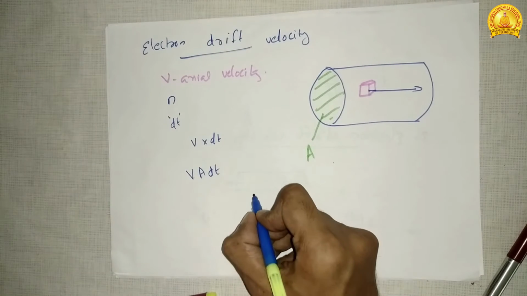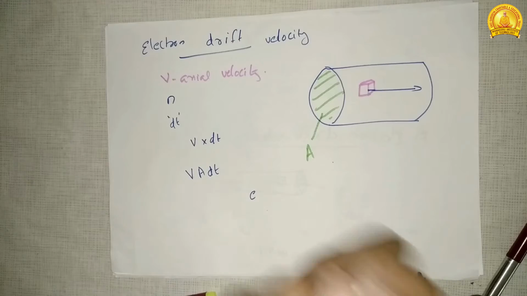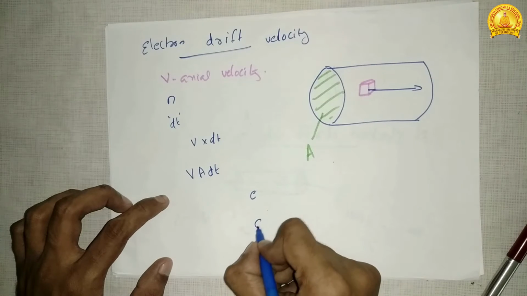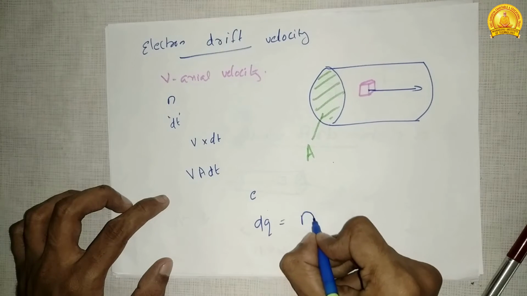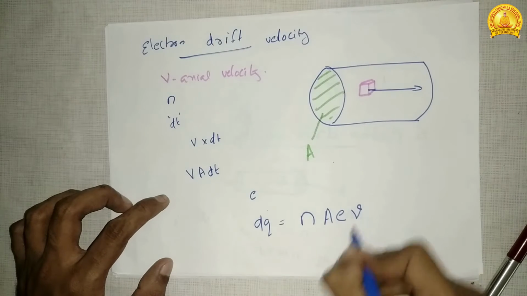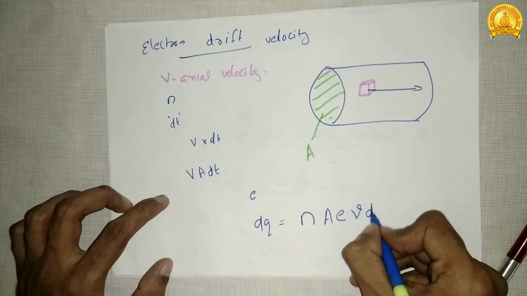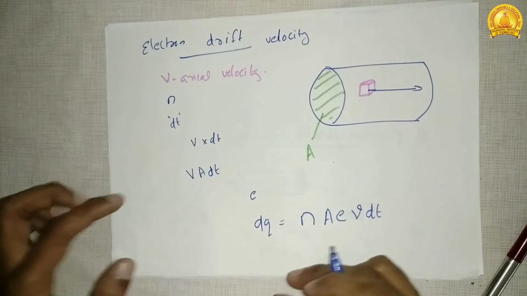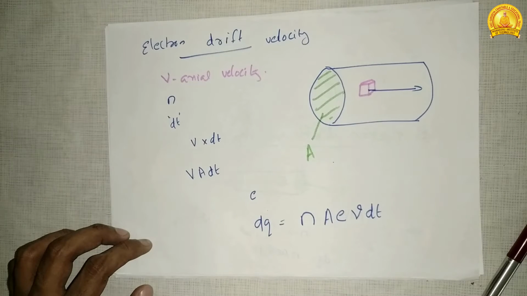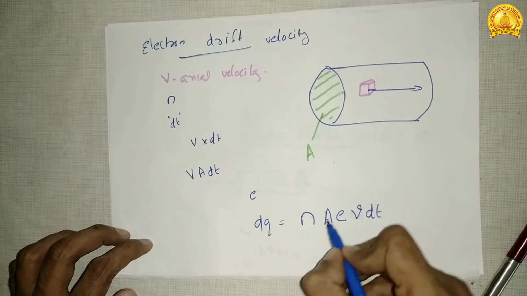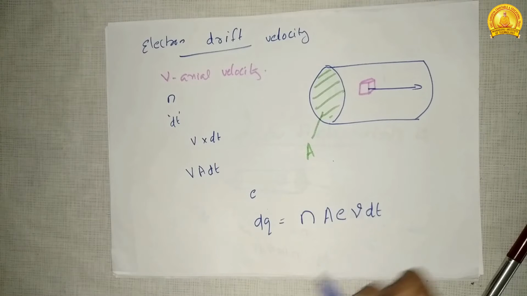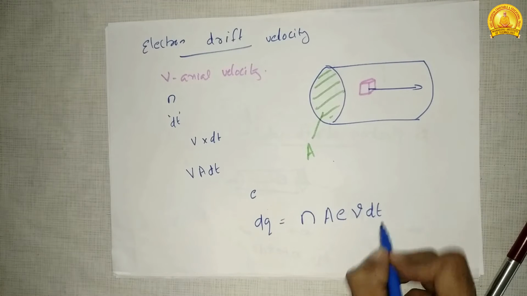If e is the charge of one electron, then the total charge which crosses the cross-sectional area in time dt is dq, which is equal to the number of electrons into cross-sectional area into charge of one electron into velocity of the electrons into time. This is the total charge dq. The charge of one electron is e, so the total charge is n A e v dt.